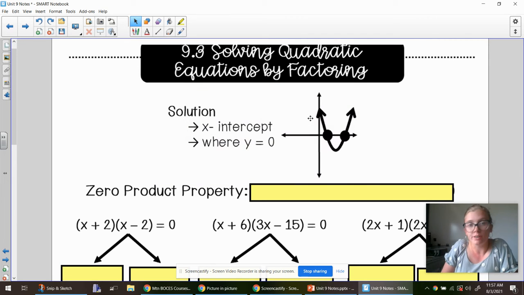So when we talk about solving quadratic equations, we are looking for the solutions. And the solutions in this case are where y equals 0. So anytime you see find the solutions, it's going to be finding the x-intercepts or where y equals 0. Here's a nice looking graph, shows you where those x-intercepts are.